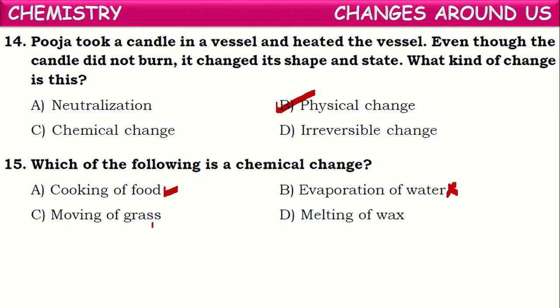What about the next? Moving of grass. So when the wind blows, grass moves in certain directions. So it is just a physical change. It is not a chemical change. What about the next, melting of wax? When wax is heated, it melts into liquid form, but there is no chemical composition change. Again, on cooling, it solidifies back. So it is also a physical change, not a chemical change. So among these all, the only chemical change is this cooking of food.